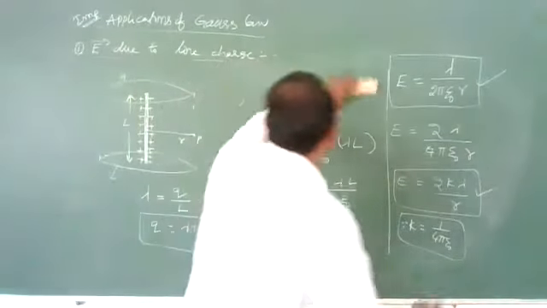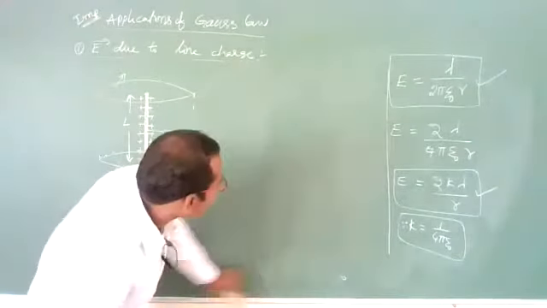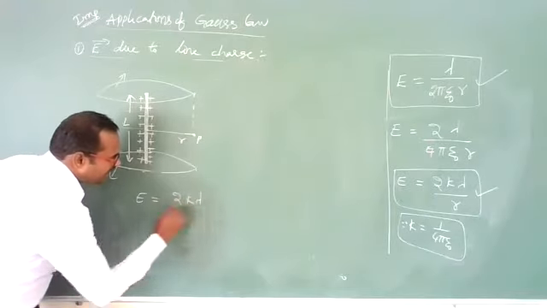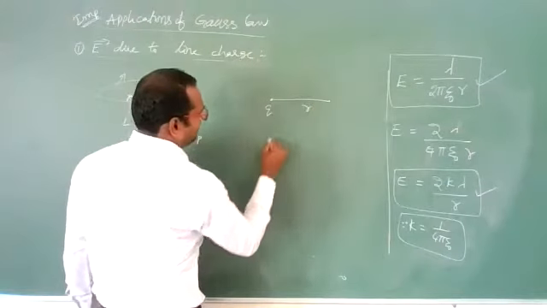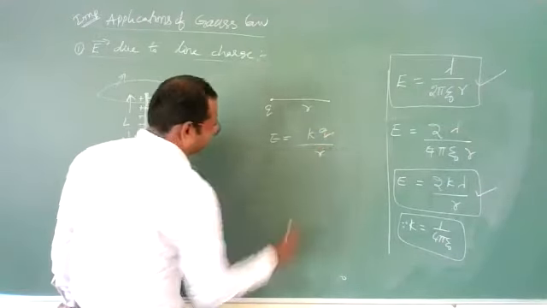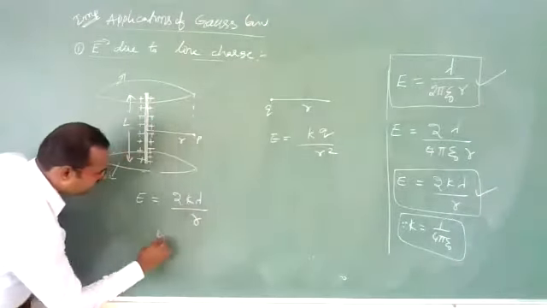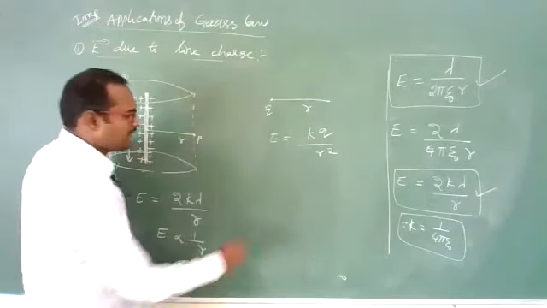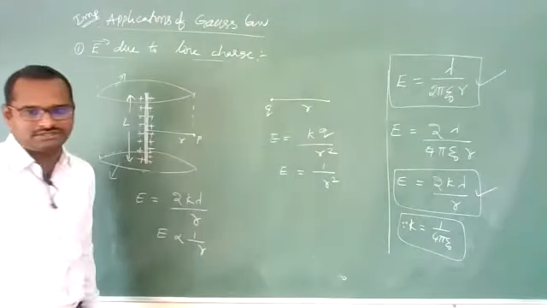And a small difference. Imagine a point charge. This is due to a line charge: electric field E is equal to 2k lambda divided by r. Whereas due to a point charge q at a distance of r, the electric field is kq by r square. Now here the electric field is inversely proportional to the distance. Here the electric field is inversely proportional to the square of the distance.